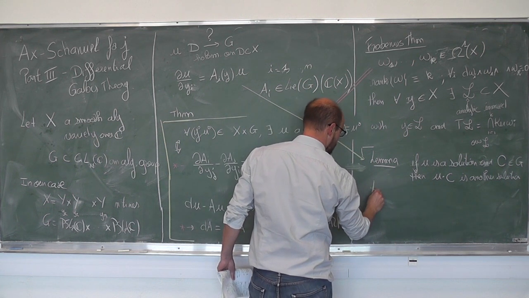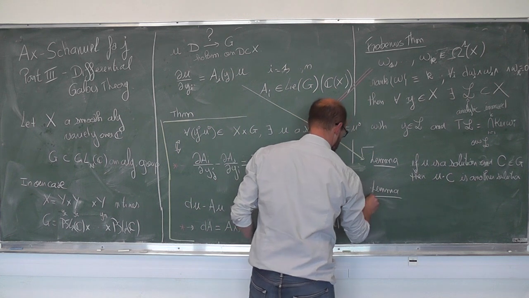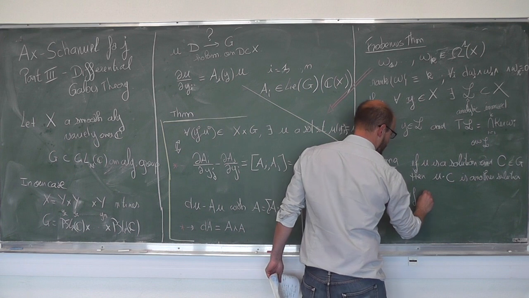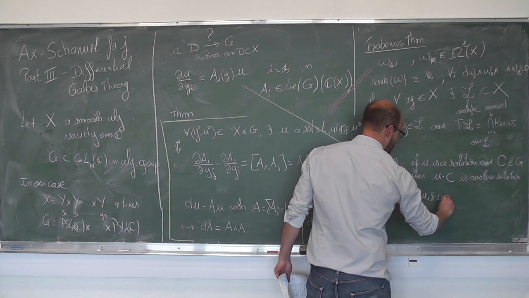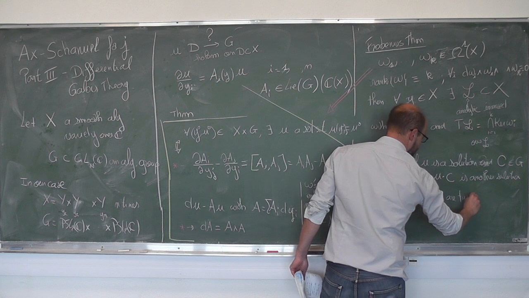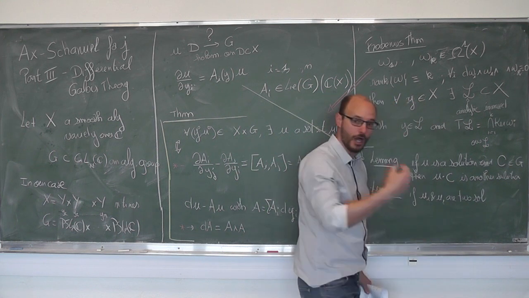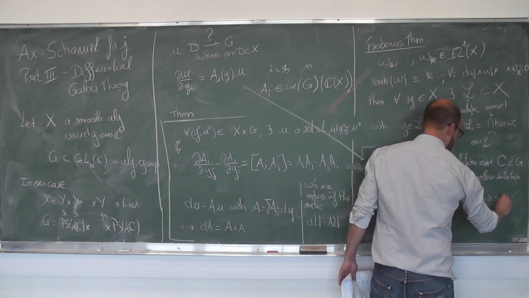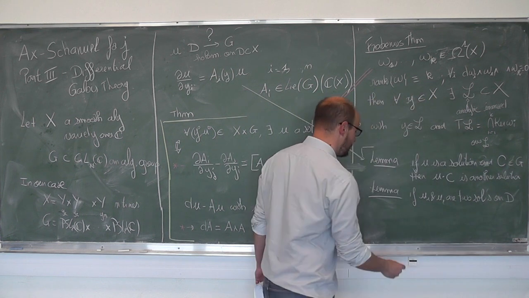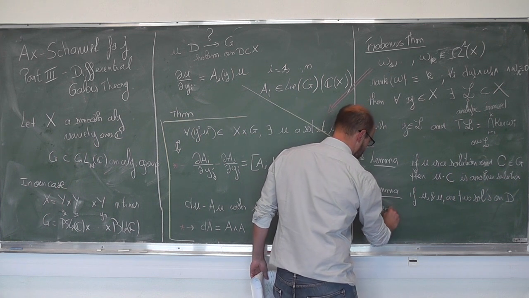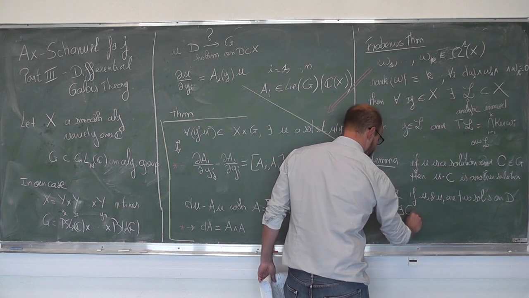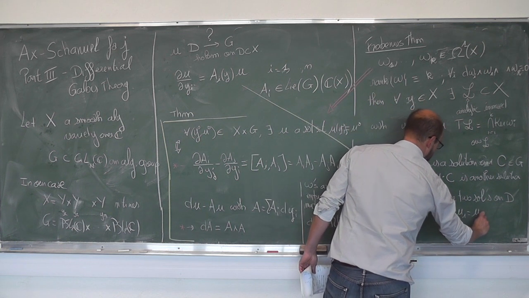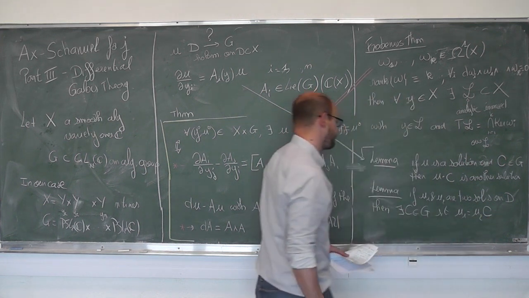And now you have a more precise statement: if U1 and U2 are two solutions defined on the same disk D, then there exists some C such that U1 is U2 C.